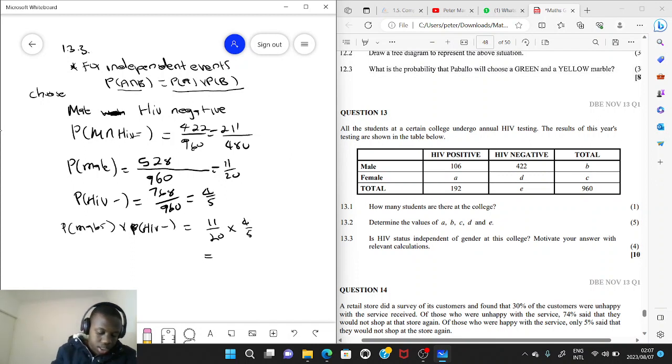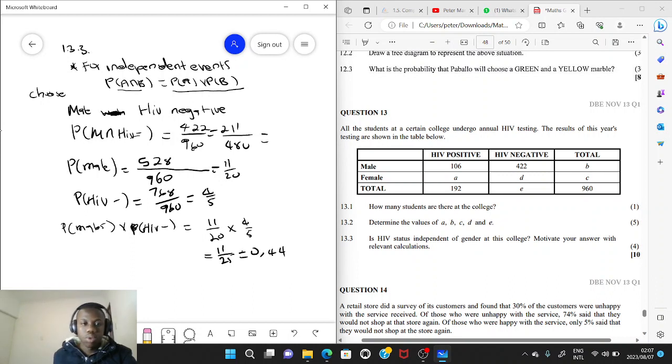So what is 11 over 20 times 4 over 5? That's 11 over 25, right? Now what is 11 over 25? That's 0.44, right?